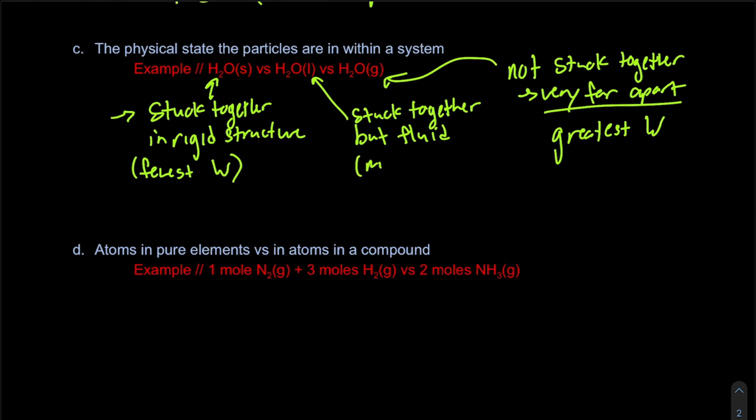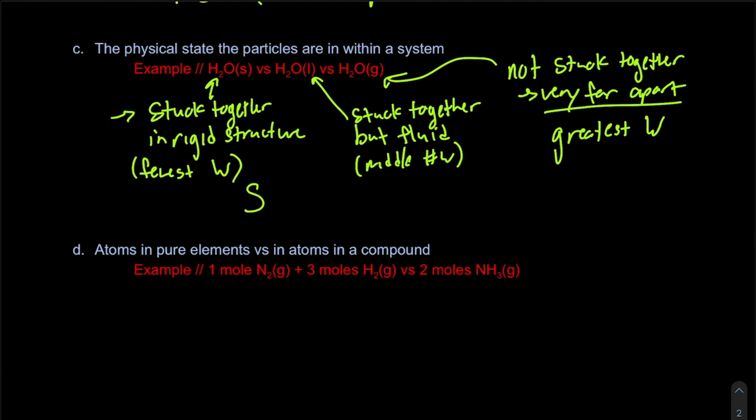And then we can say this would have the middle amount of microstates, so W. Now we think, how is that going to contribute to entropy? And this has everything to do with the fact that they're stuck together versus they are stuck together and moving versus they are not stuck together and they're totally far apart in a gas.